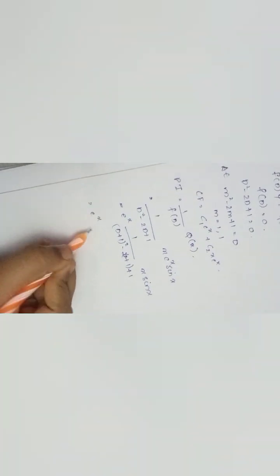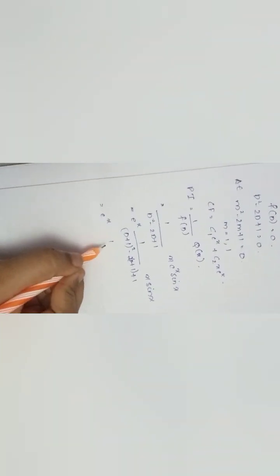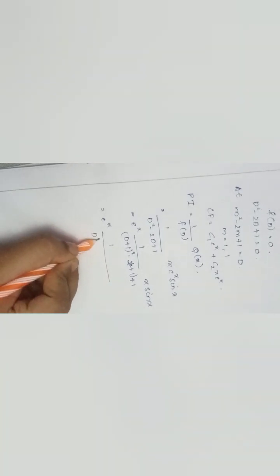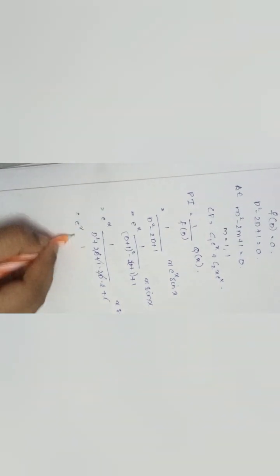Sorry, there is a mistake. 2 into d plus 1 plus 1. Okay, then we have to simplify this bracket. e raised to x, 1 divided by d square plus 2d plus 1, and this is minus 2d minus 2 plus 1. So this will cancel, this will cancel, x sin x. So it is e raised to x, 1 by d square, x sin x.